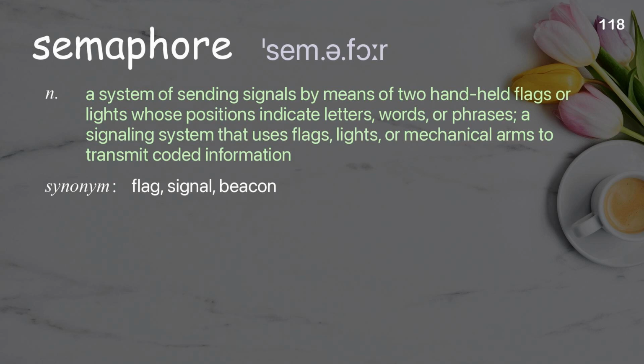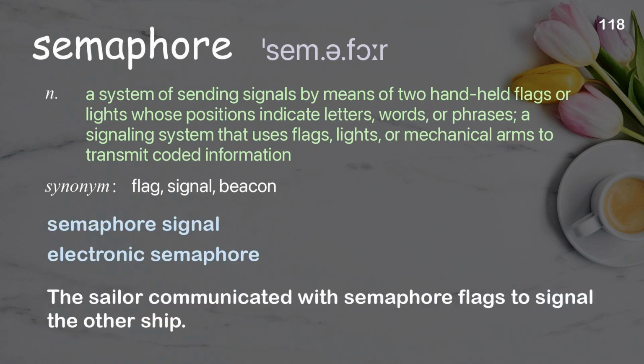Semaphore. A system of sending signals by means of two handheld flags or lights whose positions indicate letters, words, or phrases. A signaling system that uses flags, lights, or mechanical arms to transmit coded information. Examples: semaphore signal, electronic semaphore. The sailor communicated with semaphore flags to signal the other ship.